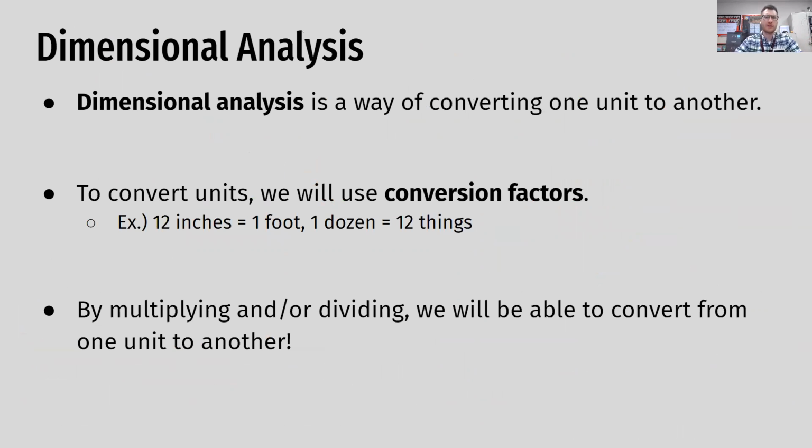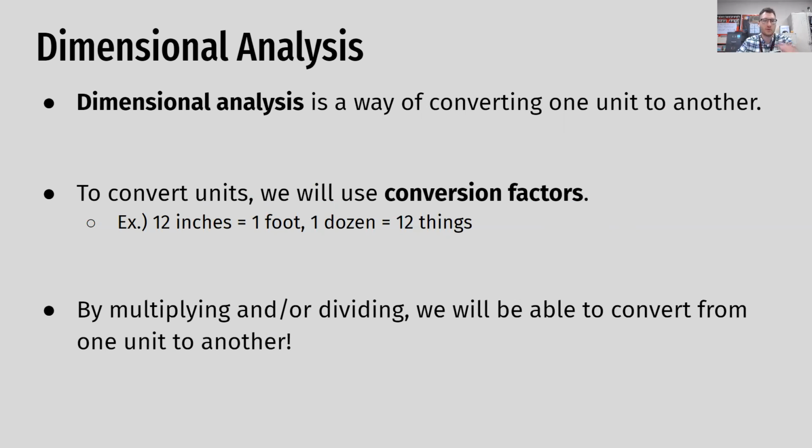Now, all of these conversions are made possible by what is called dimensional analysis. Dimensional analysis is a way for us to be able to convert from one unit to the other. Basically, in order for us to convert, I've already mentioned this before, but we're going to need to use conversion factors. Conversion factors are just the ratios that we use to convert one thing to another.